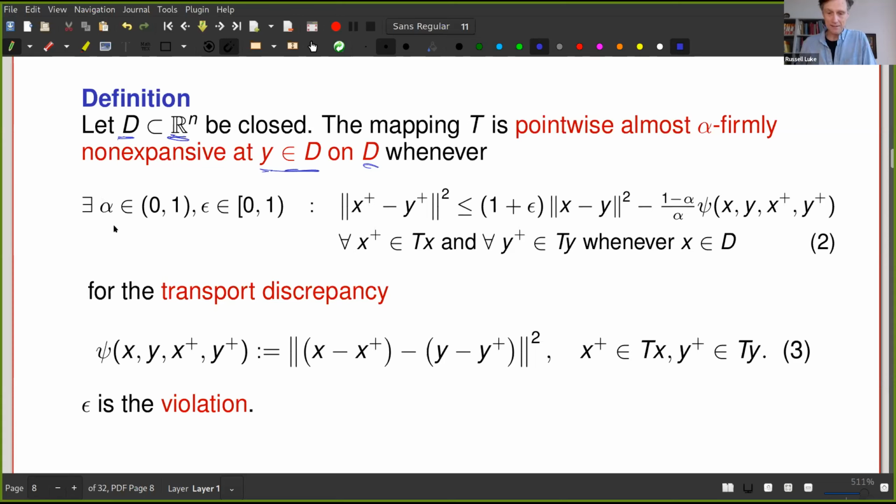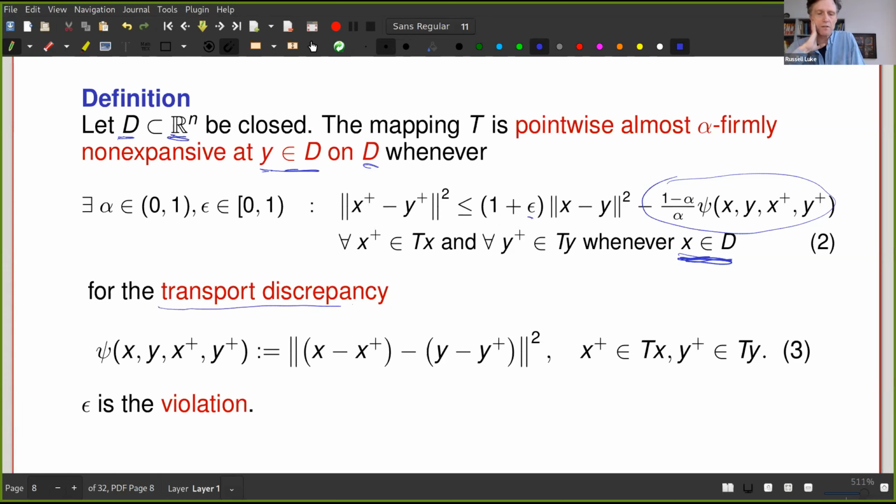So whenever there exists a constant alpha between 0 and 1, and a constant epsilon between 0 and 1, such that this inequality holds. Now, if you just ignore this part, this is just pointwise Lipschitz continuity of T with constant 1 plus epsilon. And why is it pointwise Lipschitz continuity? Because only x is varying in D. The y is fixed, okay? That would be non-expansiveness, with what I call almost non-expansiveness because of the epsilon here. Now this psi, what is this?